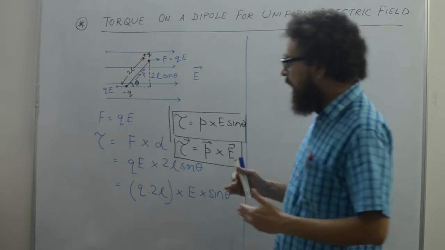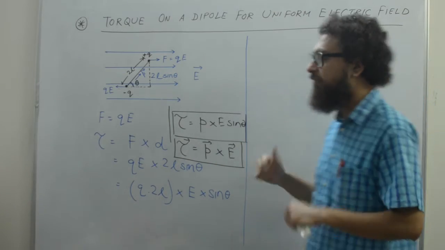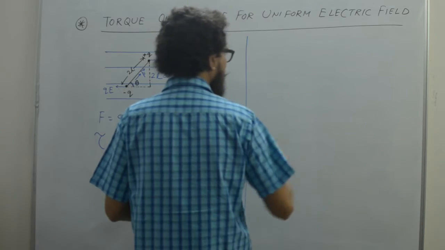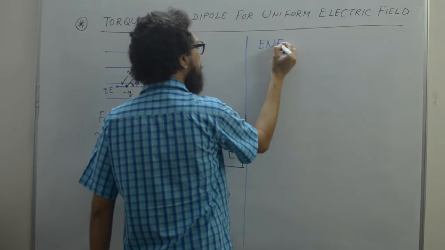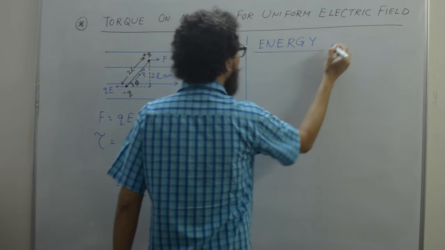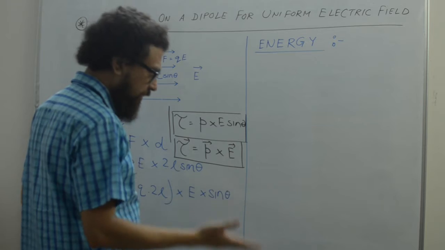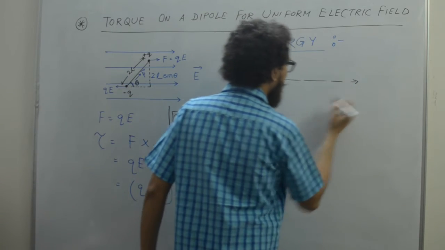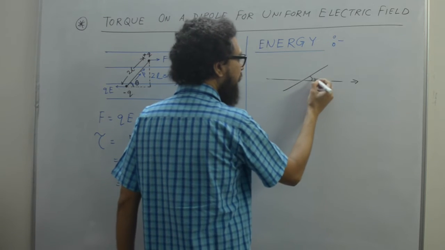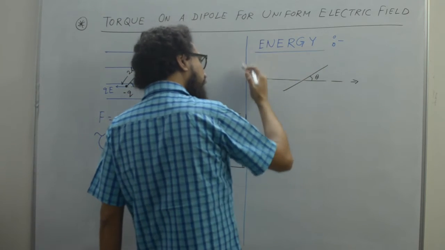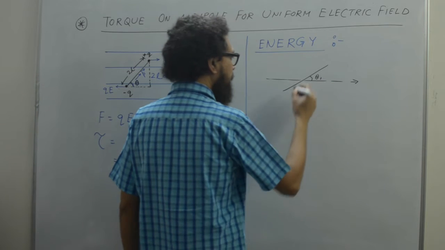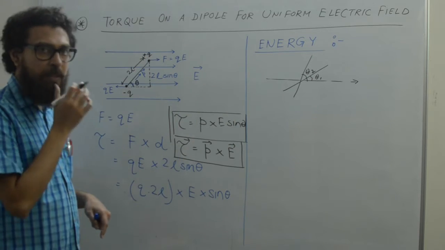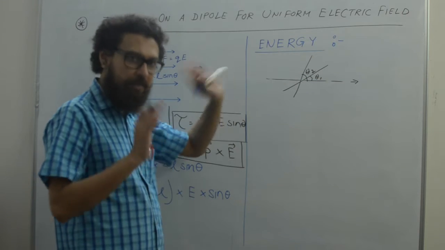Now once we are done with the torque, we can understand that this is having a rotational motion. So when it is having a rotational motion, we can also have a concept of energy related to this kind of dipole or this kind of motion. Suppose this is the horizontal line of the electric field and this is the dipole. It is making some angle theta and you are rotating the dipole, suppose from theta 1 to some angle theta 2, or from 0 to theta, something like that.